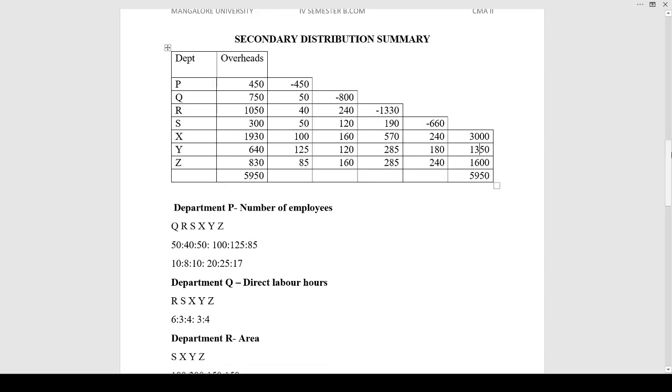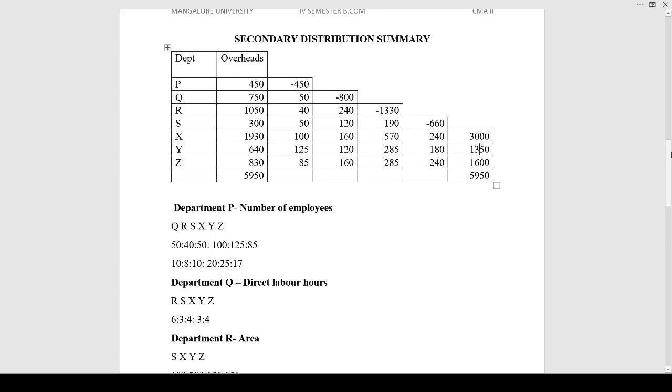The first column is department. In this column we have to start with the service department which we are going to distribute first, that is P department, then the next department, Q department, then R, and the last one S department. Then come the 3 production departments X, Y and Z. So we have the first department P, then Q, R, S and the production departments X, Y and Z. This is the first column.